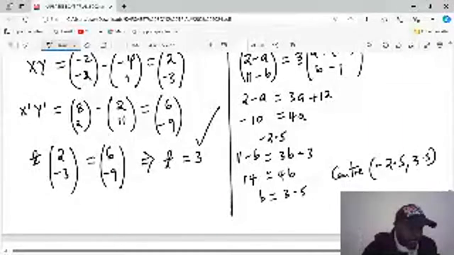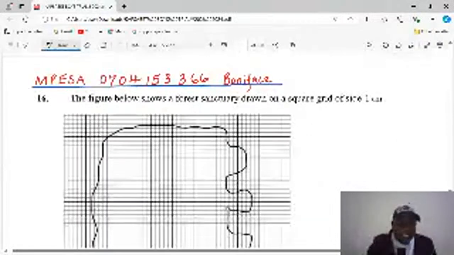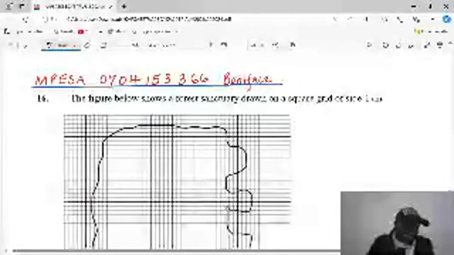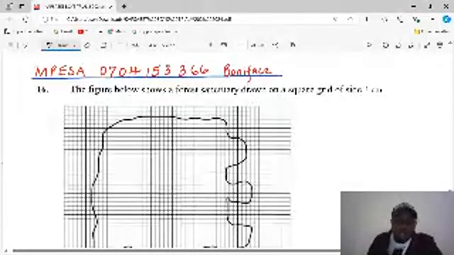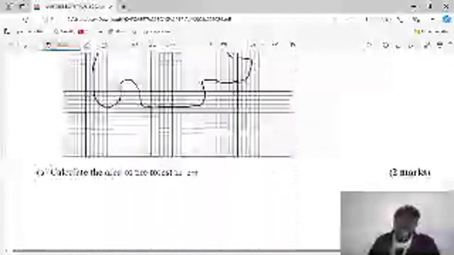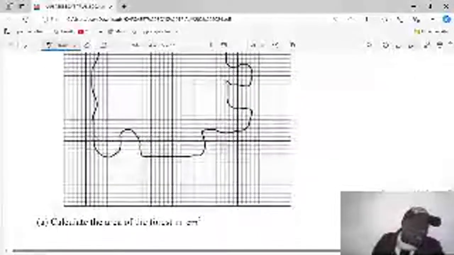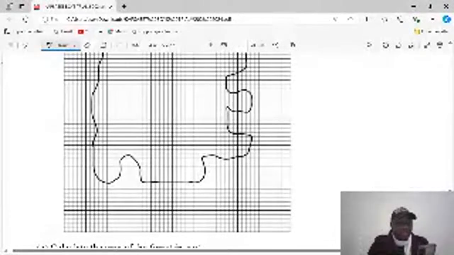Mother Aura says that they have learned a lot. Finally, number 16 in section 1. The figure below shows a forest sanctuary drawn on a square grid, side 1 centimeter. Part A: calculate the area of the forest in square centimeters.